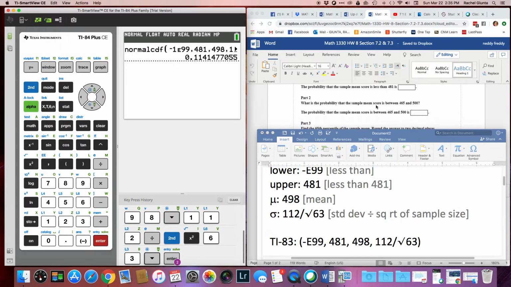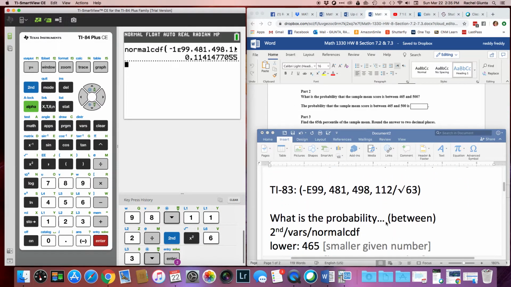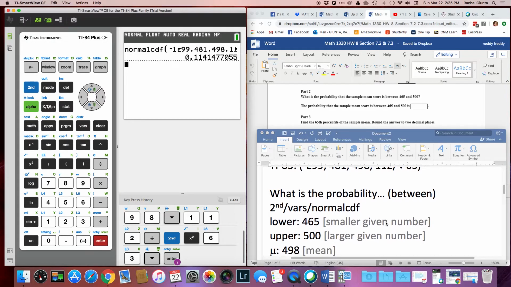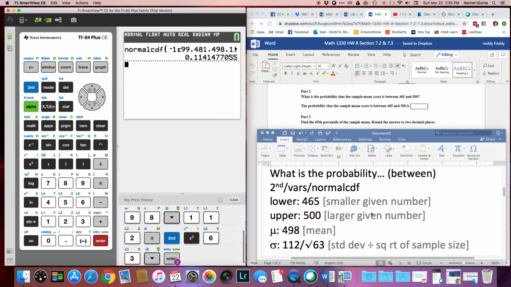If the question is still a what is the probability, but it's asking about between two numbers, in this case between 465 and 500, then you deal with that the same way as you did in 7.2, where you do the second vars normal CDF, put in the lower, the upper, the mean, and again the standard deviation is the only thing that's different, where you're going to have the standard deviation divided by the square root of your sample size.